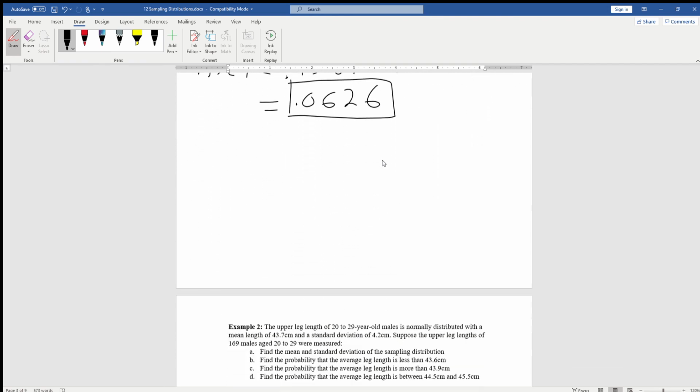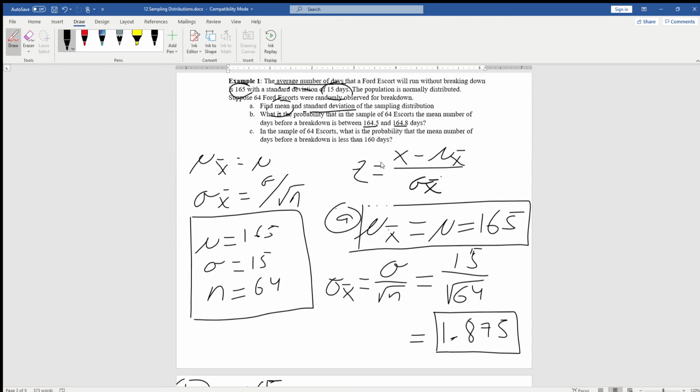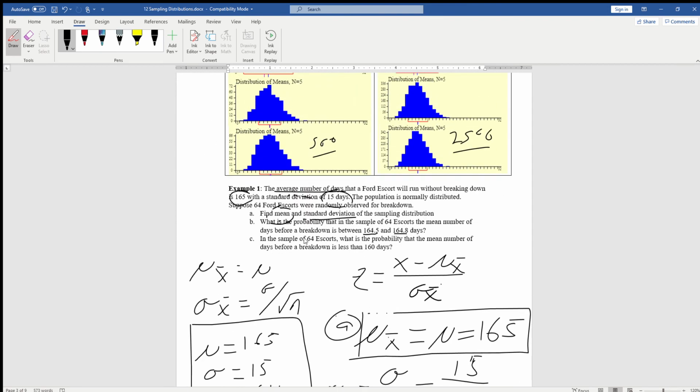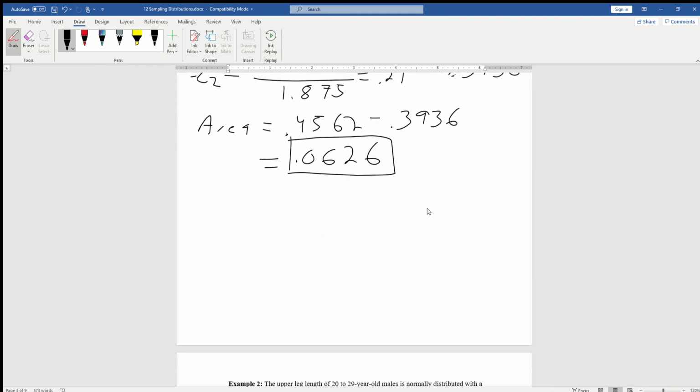So the last one that we're looking at is we're trying to figure out, in the sample of 64 Ford Escorts, what is the probability that the mean number of days before breakdown is less than 160? That should be pretty easy because it's a less than problem. Remember, with less than problems, we just find the z-score and then we convert it. So this one shouldn't be as bad.